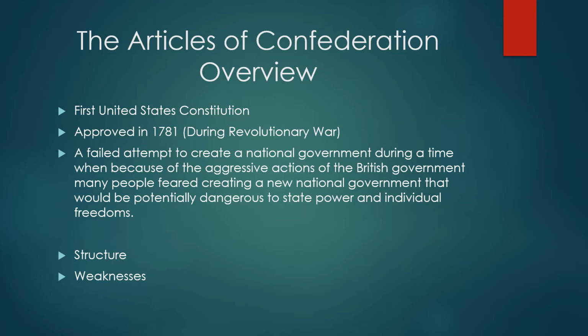And in the end, the Constitution that we finally did adopt in 1781 proved to be a failed attempt to create a national government during a time when, because of the aggressive action of the British government, many people feared creating a new national government that would be potentially dangerous to state power and individual freedom. So there's two concerns here.